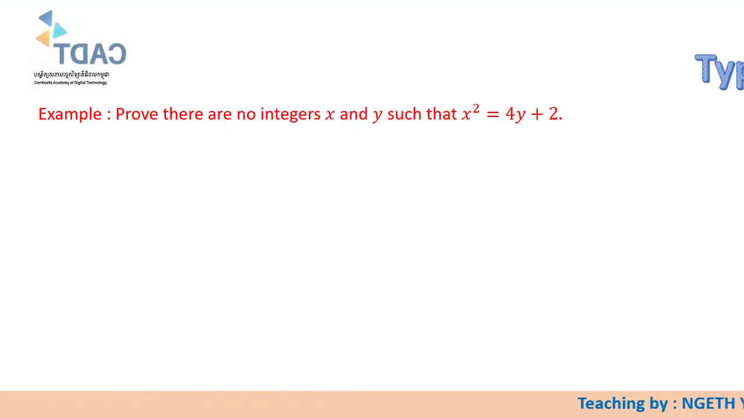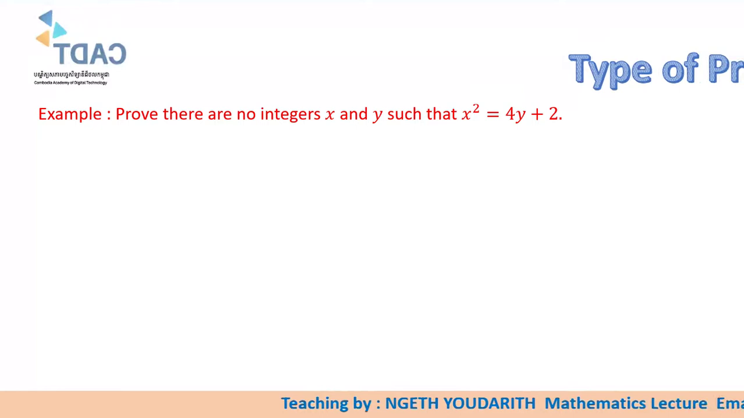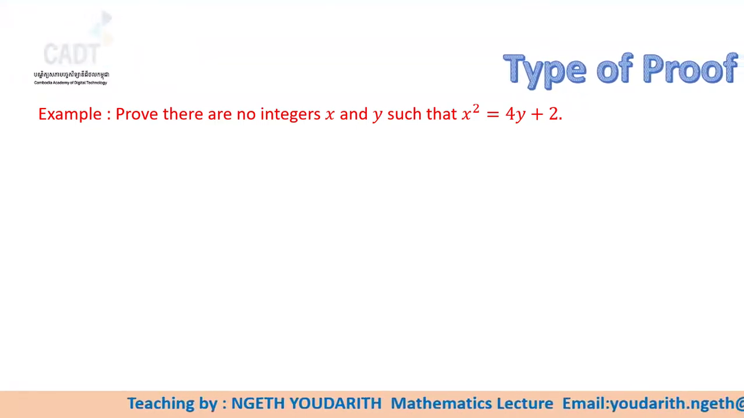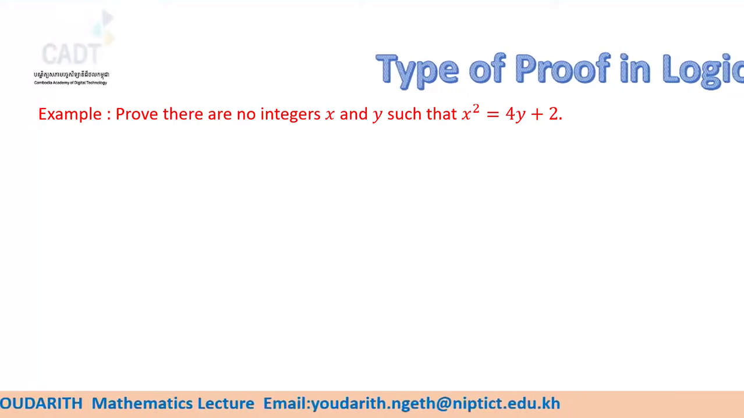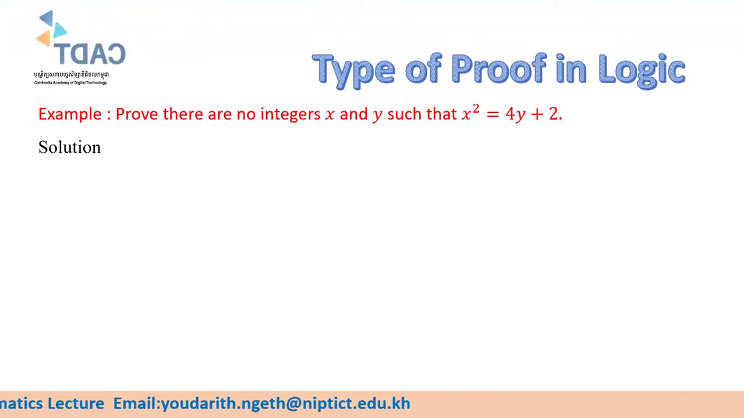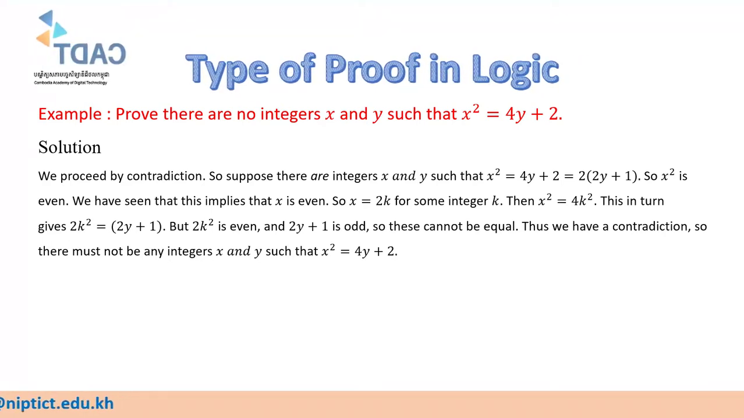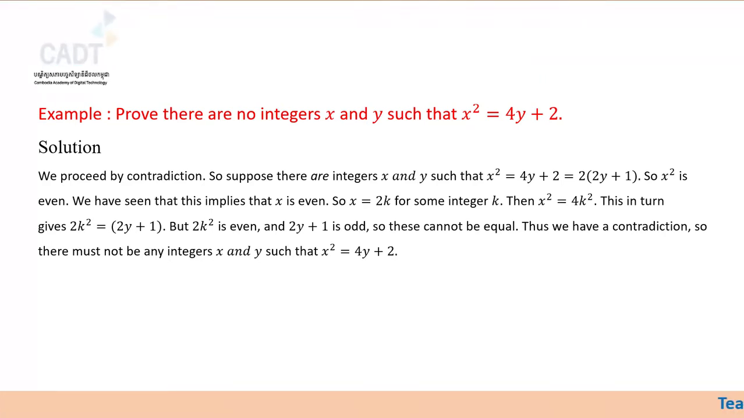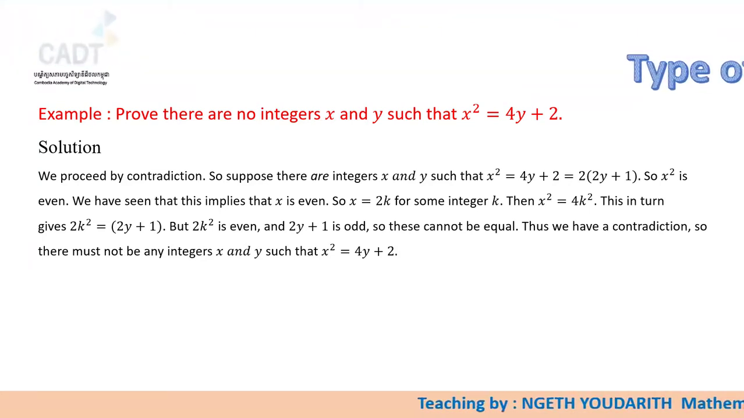Another example: prove that there are no integers x and y such that x squared equals 4y plus 2. Our solution: we proceed by contradiction. Suppose there are integers x and y such that x squared equals 4y plus 2.